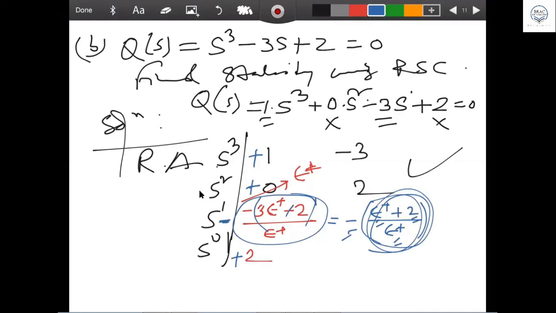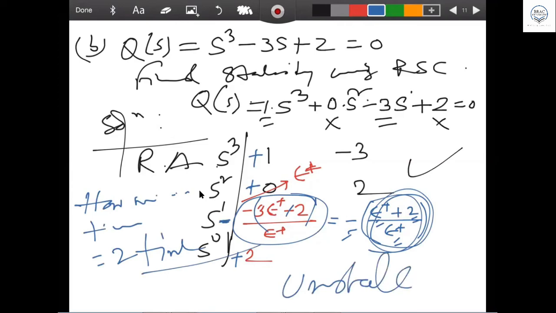How many sign changes? 2 changes, 2 times. With 2 changes, the closed loop system is unstable. That's the way you can do it.